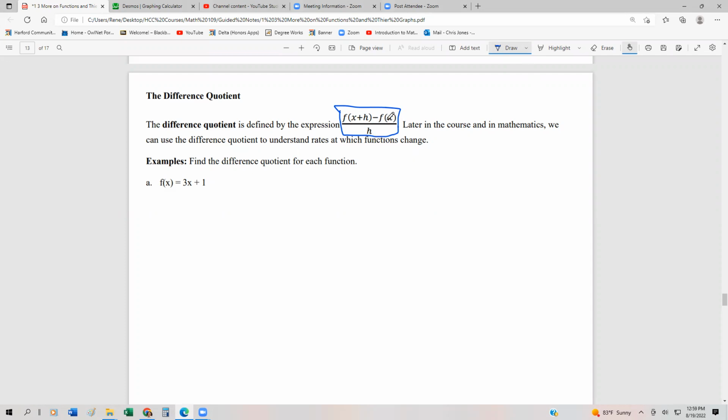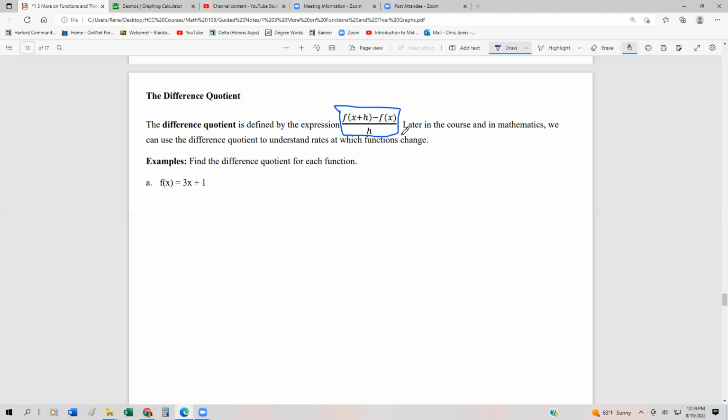This is one of the most fundamental sorts of formulas going forward, especially for those of you that are going to take calculus. And we are going to take a look at this formula a little bit later with respect to some rates of change. But for right now, we're just learning how to find the difference quotient. So we have three examples, and let's start with a fairly basic one.